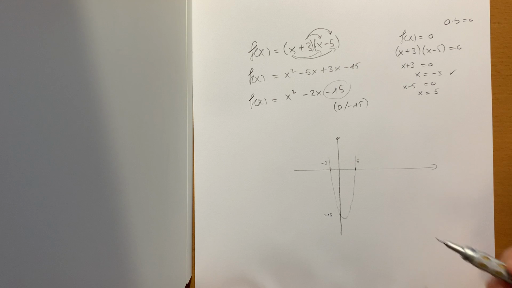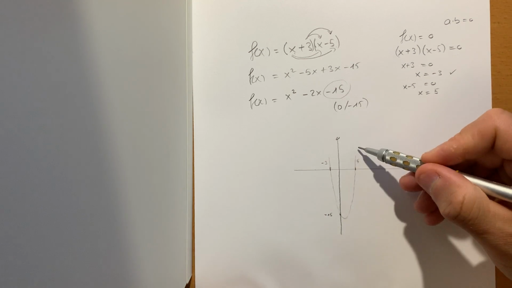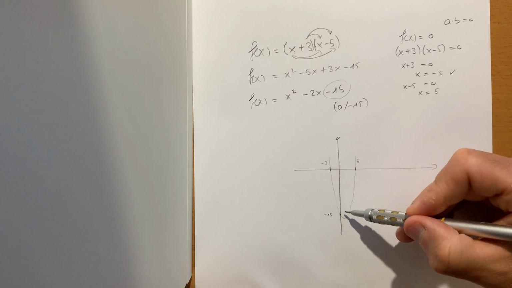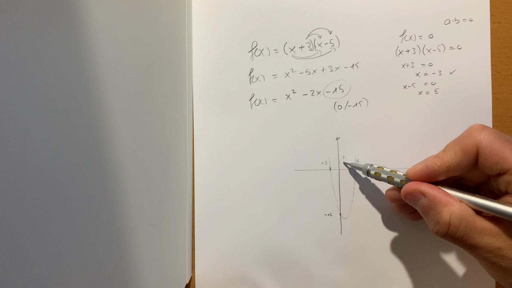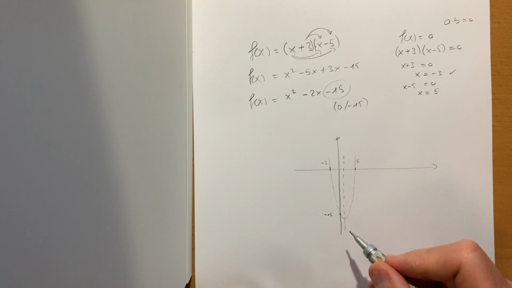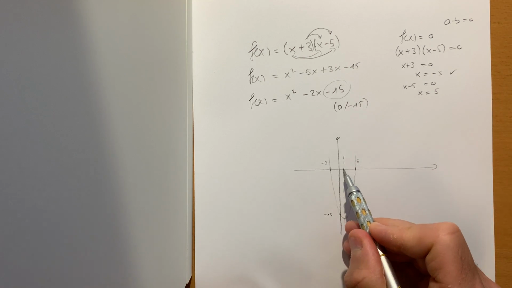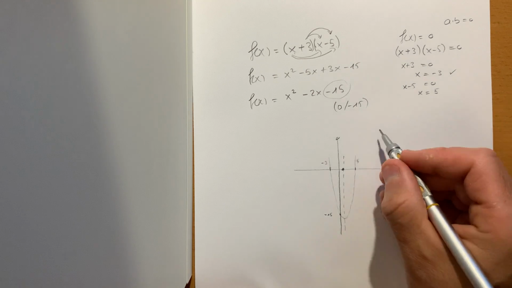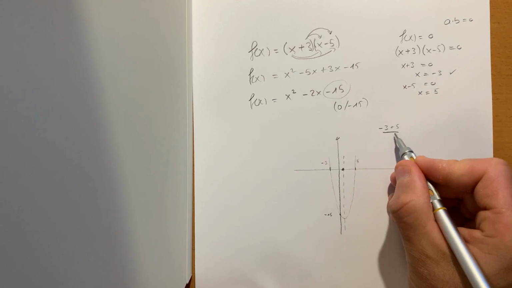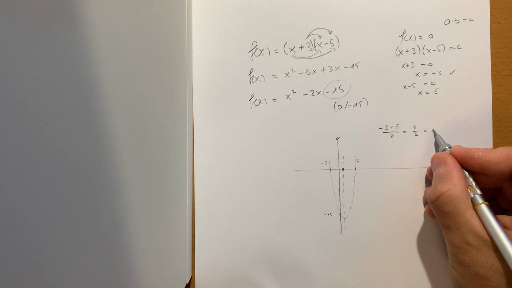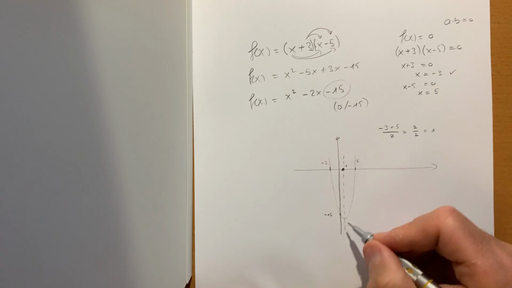And now you see something, because this function is symmetric, and it's always symmetric with respect to the vertical line through the vertex. So let's have a broken line here. That means this distance is equal to this distance. That means this is right in the middle. And that's very useful, because now you could say (-3 + 5) divided by 2. That's 2 divided by 2. That's 1. So at 1, you will have your vertex.